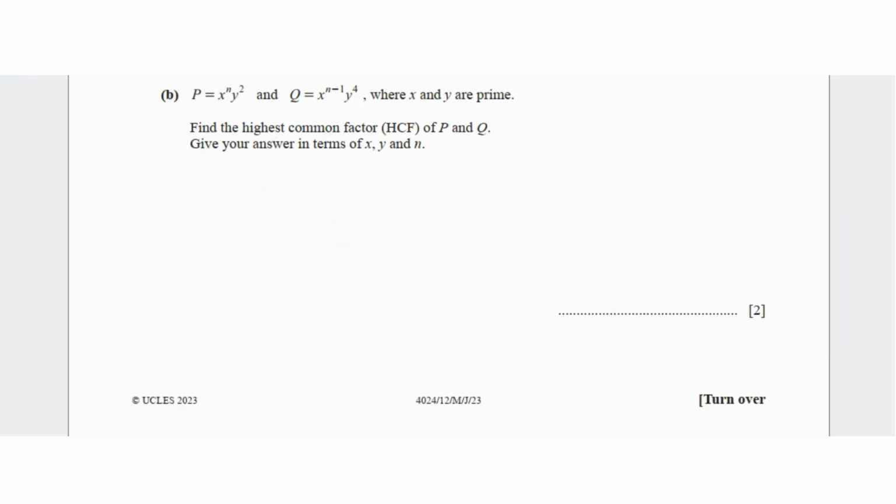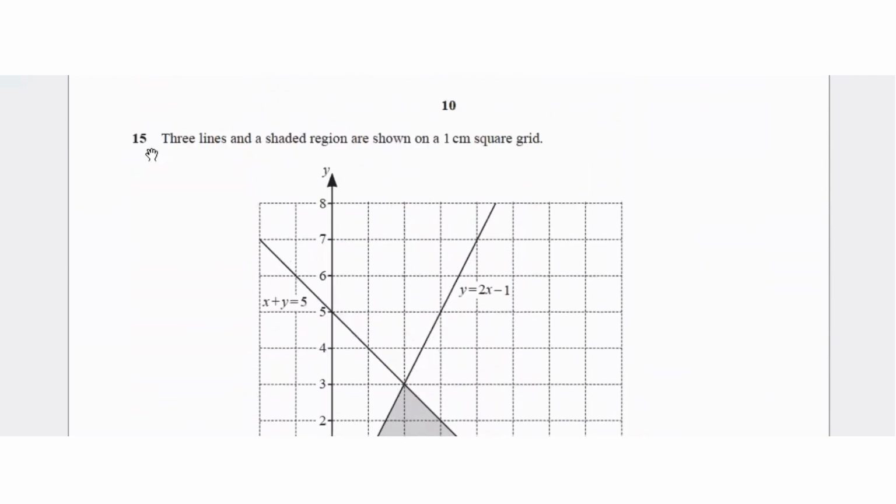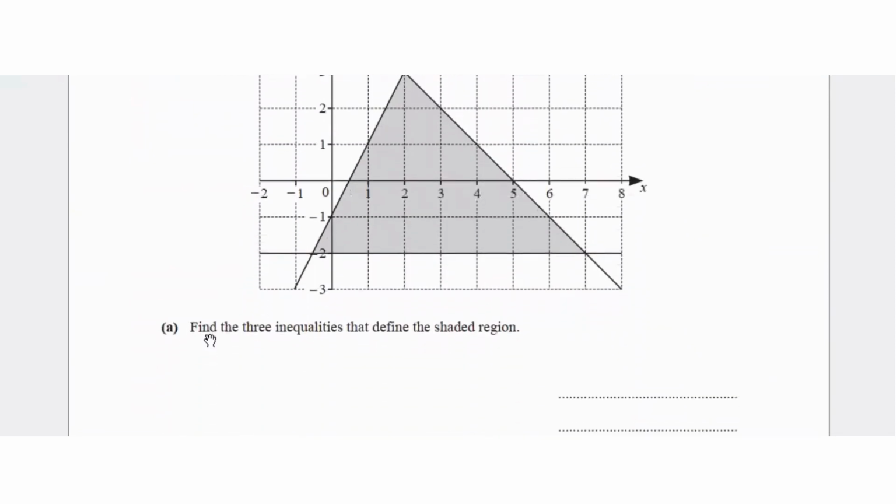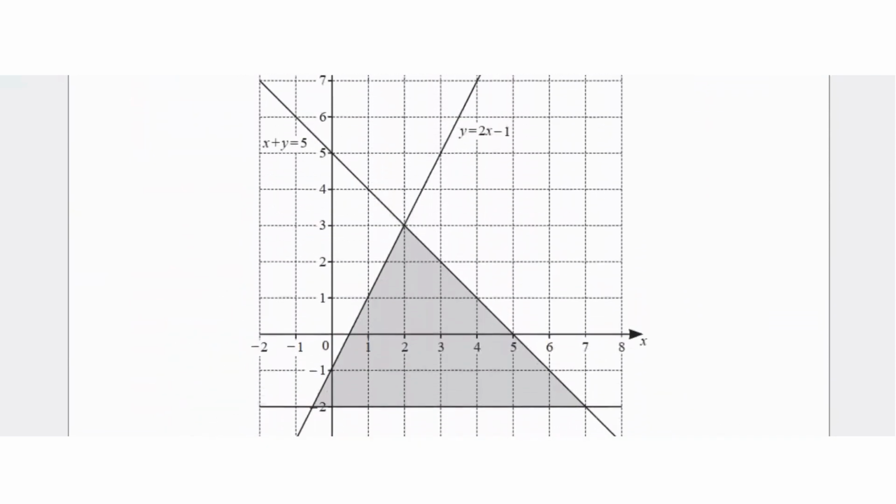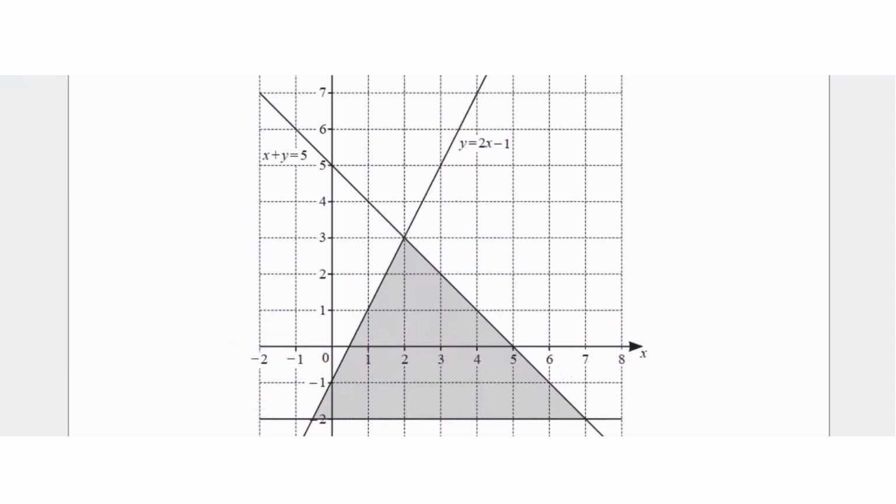Then it says 3 lines and a shaded region are shown on a 1 centimeter square grid. Find the 3 inequalities that define the shaded region. So to find the 3 inequalities, let's see what each inequality represents. If you look at this one, y equals 2x minus 1, the area shaded is beneath the line, which means we're looking at the values that are decreasing. Hence, this is going to be y is less than or equal to 2x minus 1.